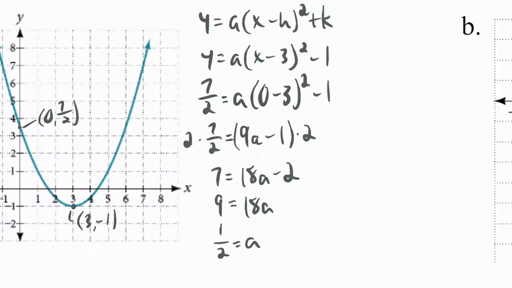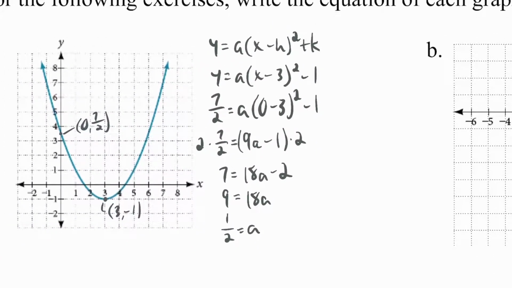So if I had added 1 to both sides, I would have gotten 9 over 2 on the left, and then when I divide by 9, I get 1/2 anyway. So in this case, maybe this wasn't the most efficient, but I think typically it's more efficient to clear fractions. So what did that find me? Well, I can go back and rewrite the vertex form equation with a plugged in. So for this one, y equals 1/2 times x minus 3 squared minus 1. And that's the vertex form for that graph.